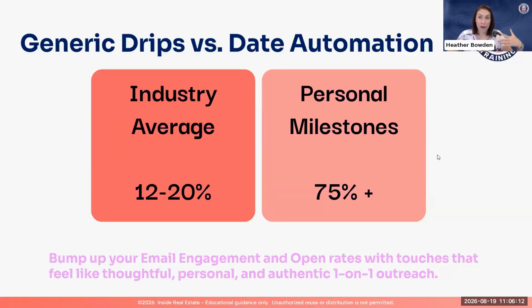Also, the other cool thing about sending out things like holidays and birthdays and anniversaries is the personal milestone emails get opened at a much higher rate than your regular drip emails or anything else. So your industry average for email open rates is about 12 to 20%. Some of you might have much higher, some of you might have lower. And if you have lower, you should watch my breakthrough session on email deliverability. But the personal milestone ones can be somewhere north of 75%.